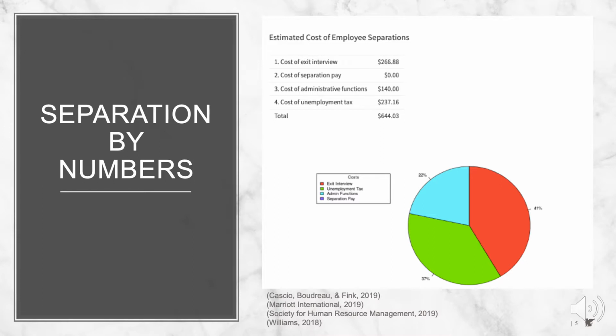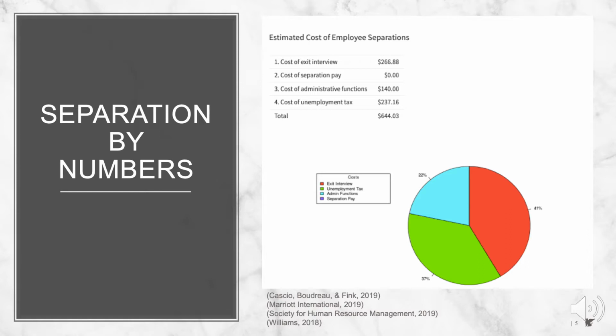Cost of administrative functions, we're looking again at about $140 based off an hour of work by HR to process all of the paperwork, file, etc., for a total of $140.00. And the cost of unemployment tax, this was based off the median range for just the tax, no base rate or raises of any kind, of 2.2%, which is the middle range for the state of Louisiana.